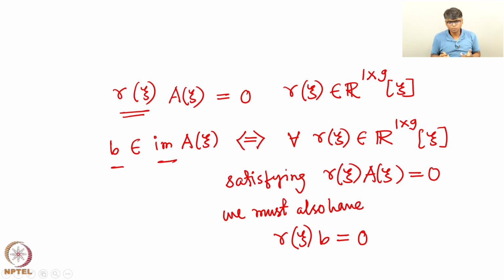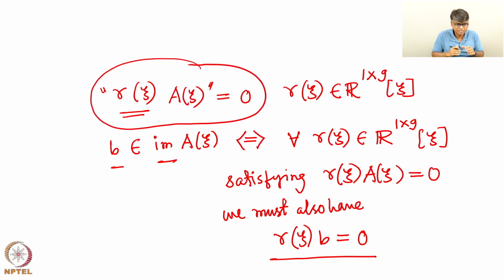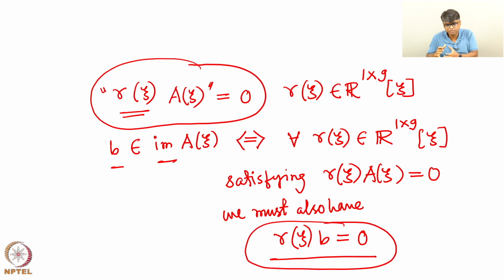B is in the image if and only if every polynomial row vector that is orthogonal to the columns of A(ξ) must also kill B, it must annihilate B. But remember, whereas here this orthogonality is happening by just polynomial multiplication, here it is the differential operator. It is the operational meaning of this R(ξ) operator on the trajectory B. Yeah, this is an analogous thing that happens for linear equations as well.